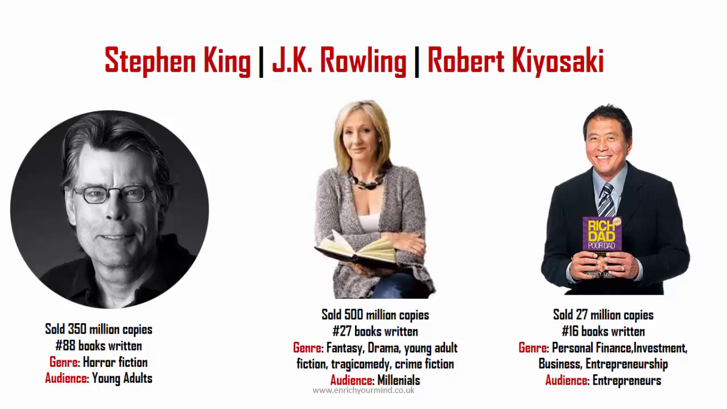Let's start with Stephen King. Stephen King has written about 88 books and sold 350 million copies. His genre is horror and fiction, and his audience is young adults. Then we have J.K. Rowling with 500 million copies sold, and she's written 25 books: fantasy, drama, young adult fiction, tragic comedy, and crime fiction. Her audience is millennials. Kiyosaki has written 16 books and sold 27 million copies. His genre is personal finance, investment, business, and entrepreneurship, and his audience is mostly entrepreneurs.